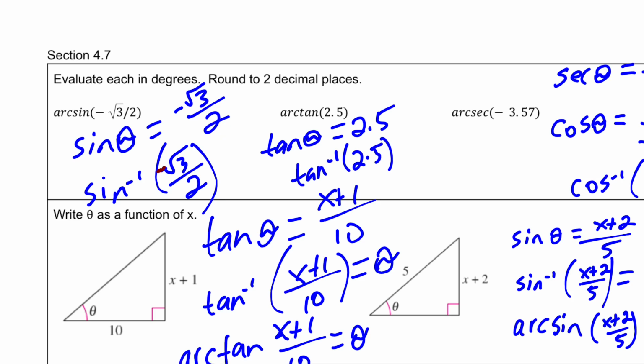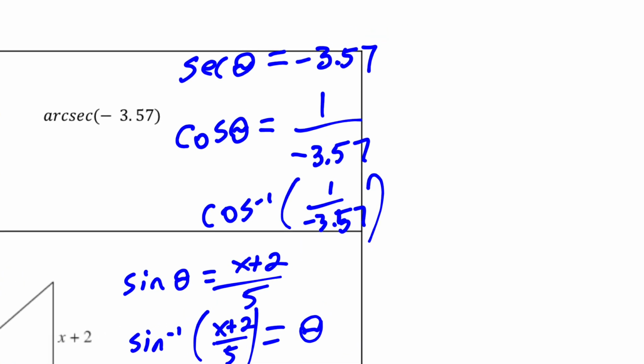Same thing here, tangent theta is 2.5, tangent inverse at 2.5 would be your answer. And for this one, secant theta is negative 3.57. So if you flip it, cosine theta is 1 over negative 3.57. So you take the cosine inverse of 1 over negative 3.57.